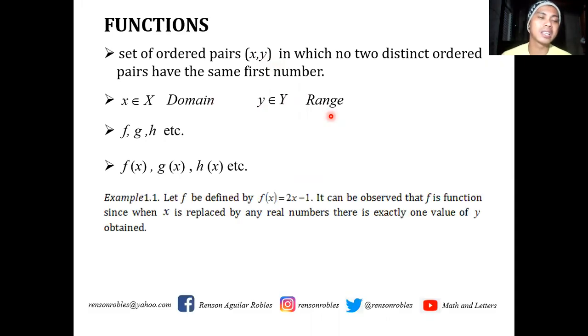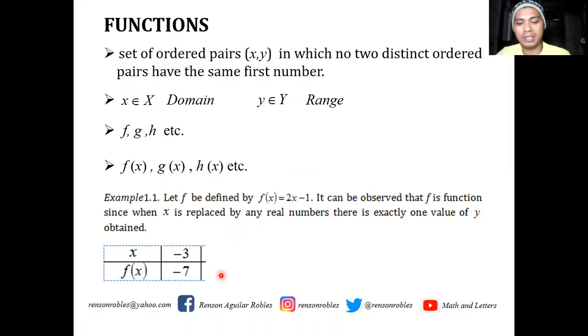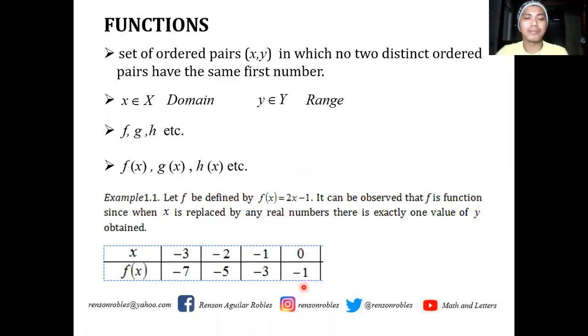So for instance, if we let f be defined by f of x equals 2x minus 1, then it can be observed that f is a function, since when x is replaced by any real number, we get exactly one value of y. For instance, when x is -3, y equals -7. When x is -2, y is -5. When x is -1, f of x is -3. When x is 0, f of x is -1. When x is 1, we have 1. When x is 2, we have 3. And finally, when x is 3, we have 5.